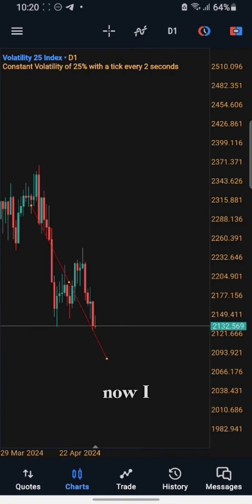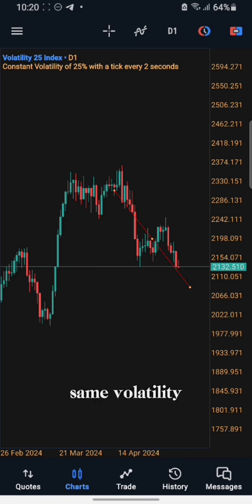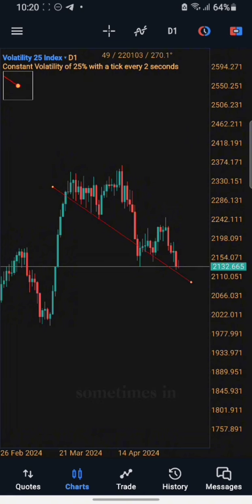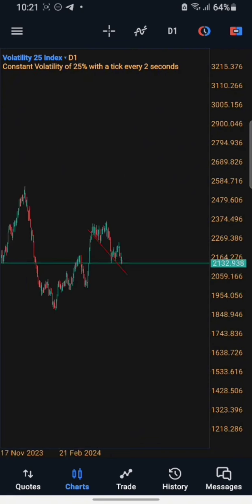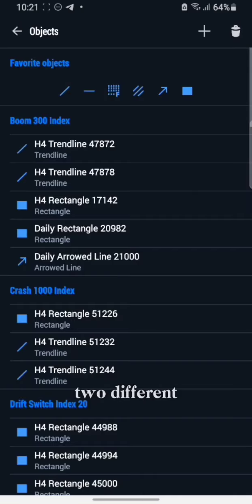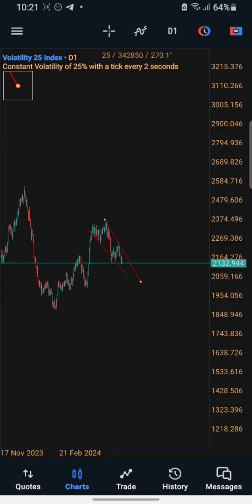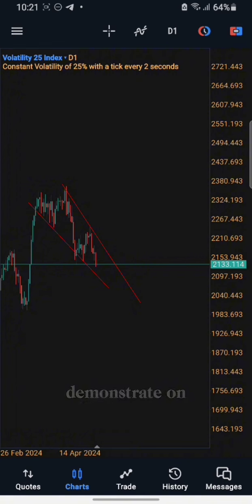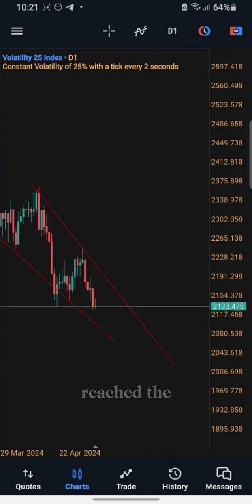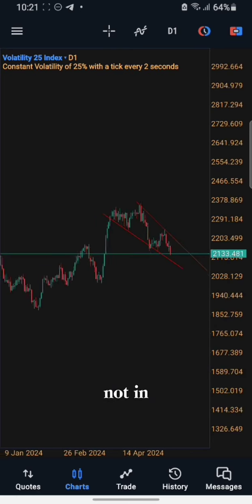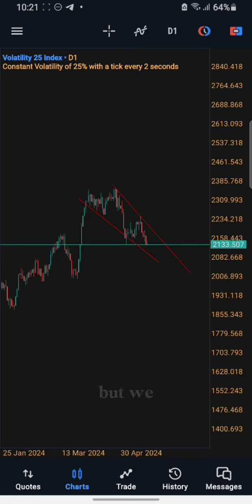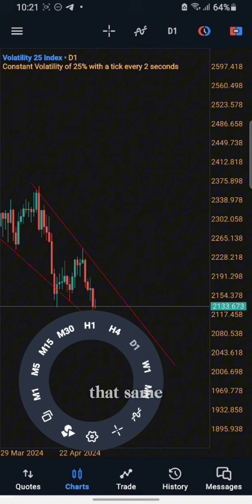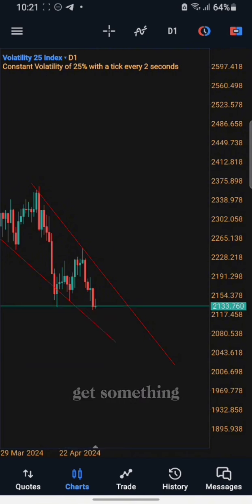Now I've seen another setup in the same Volatility 25. Please note that sometimes in the forex market you can place two different positions in the same trade, one after the other. So I'm going to demonstrate on this one. After some time the market reached the second TP. However, we were not in the market to collect that profit, but we are going to go back into that same market and see if we can get something else.